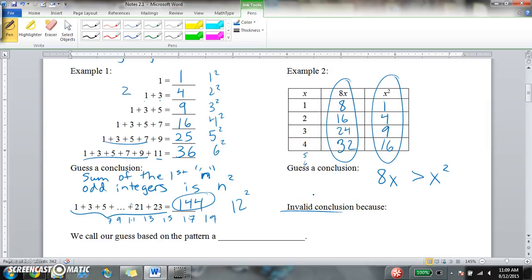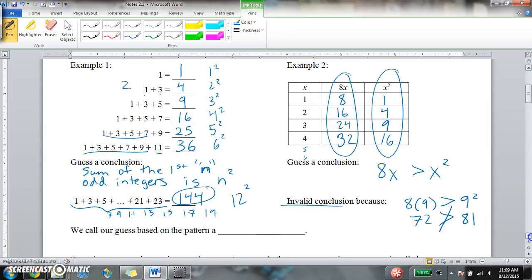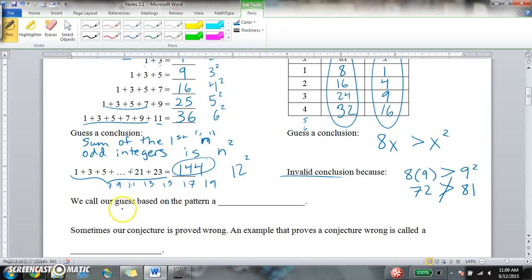6, 7, 8, so on and so forth, once I get to 9, 8 times 9 is not going to be greater than 9 squared, because 8 times 9 is 72, and 9 squared is 81. 72 is not greater than 81, so this conclusion does not hold. So when we make a guess based on a pattern, we call that a conjecture. Conjecture is just an educated guess.